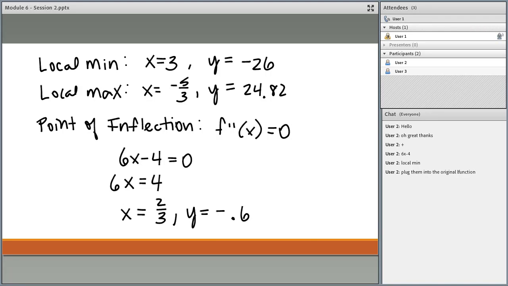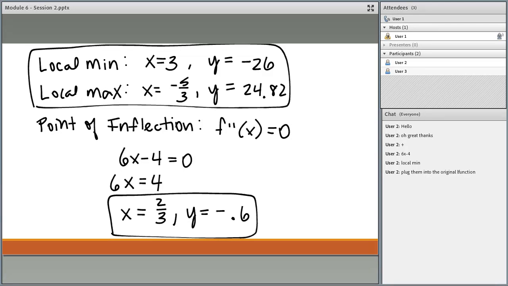Are there any questions so far? Okay, so again, we're going to put all of this together into a graph, kind of using points. So I've got this point. I've got a local max and a local min. Is there anything else that could be pretty useful when trying to graph a function?